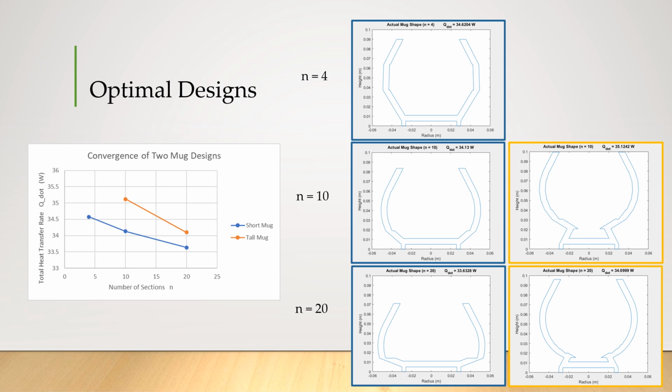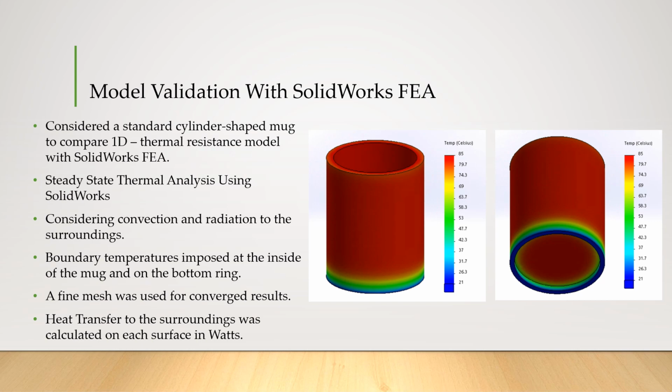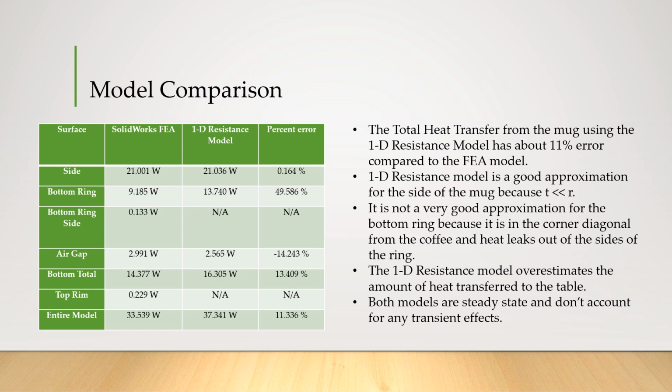I decided to see how accurate my assumptions of one-dimensional heat transfer were by comparing my model with a finite element simulation. I designed this simple cylindrical mug with a ring on the bottom and compared the total heat transfer rate from each surface. Comparing the total heat transfer from the mug, my model had a percent error of about 11%.